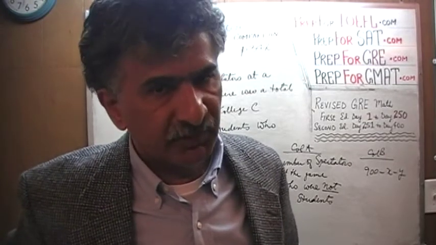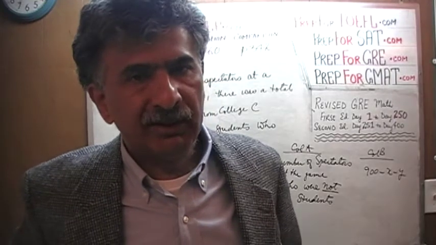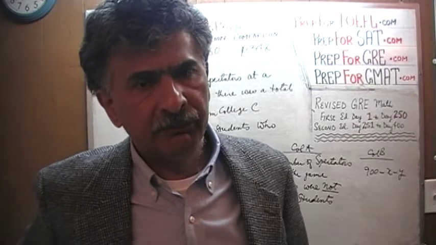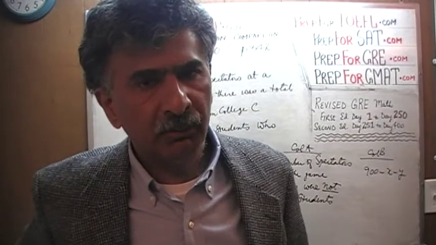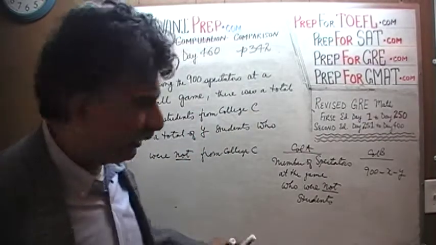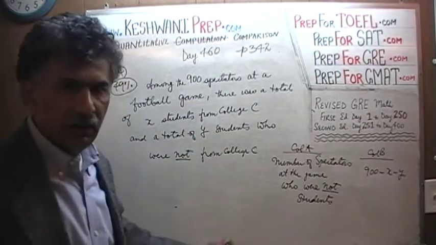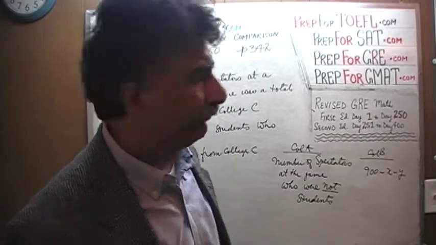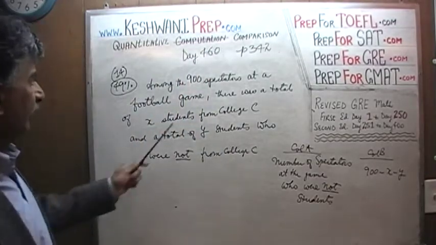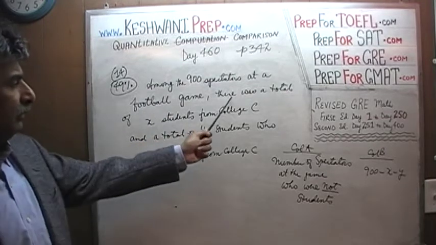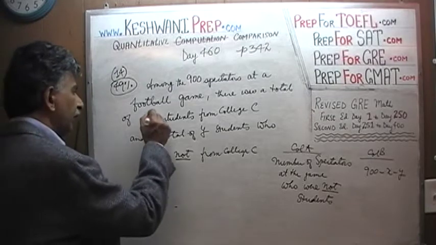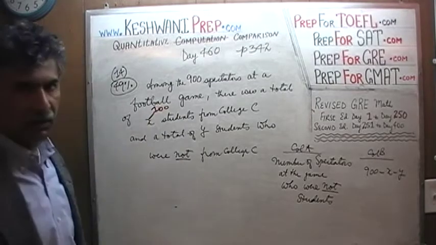But another way, if it makes you feel safer, if you want to make it a little bit more concrete so that you can relate to it, it's easier to deal with the numbers. It's easier to relate to numbers because these are concrete numbers, so dealing with X and Y. So let's make up numbers, okay? How many students would you like at the game to be from College C? There are 900 spectators, we are told, at the football game, and there was a total of X students from College C. Let's pretend that there were 100 students from College C.